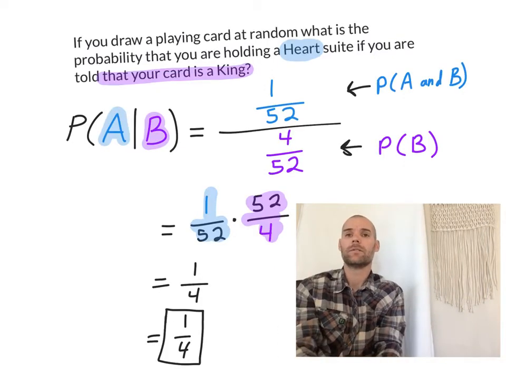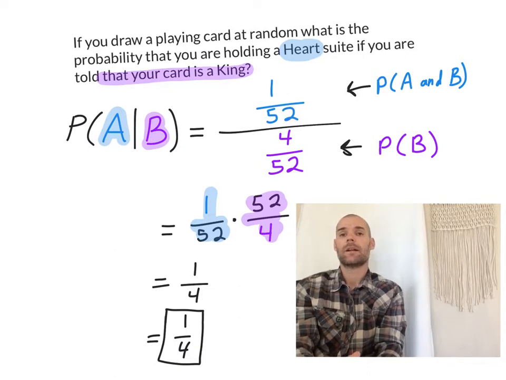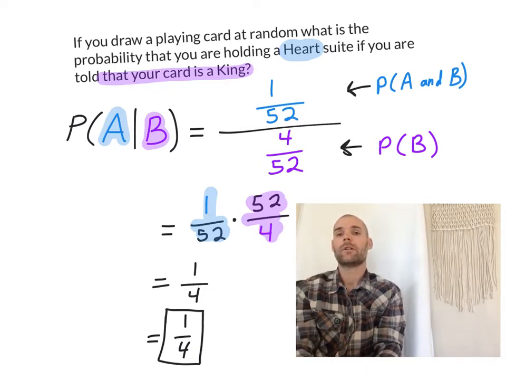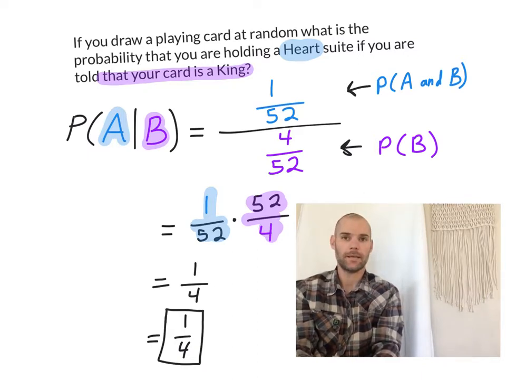For an example, let's use some playing cards. Let's say that I draw one card at random and I want to know the probability that that card is a heart, but someone tells me the card I'm holding is a king. So I'm already given that I know I'm holding a king, and I want to know what's the probability that it's a king of hearts.